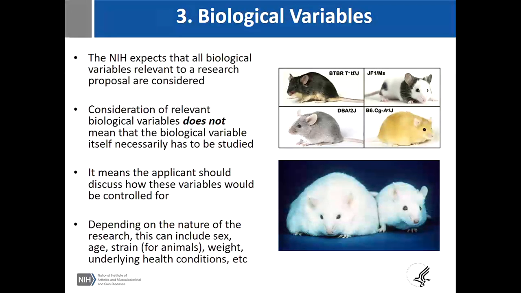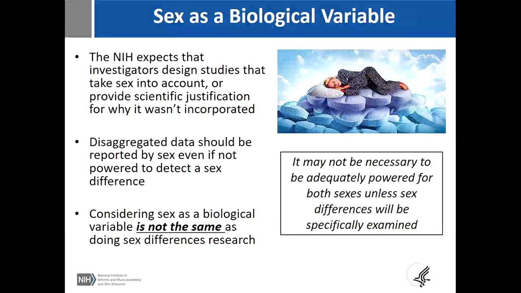So sex as a biological variable is something that we haven't always been good at considering in the past, and something that NIH is really focused on. In study section meetings that review grant applications, this is something reviewers are specifically asked to discuss. If they don't, the chair of the study section will ask them to address it. The NIH expects that investigators design studies that take sex into account. Unless you have a scientifically justifiable reason, you need to study both sexes. You also need to describe a plan for how you will report the data disaggregated by sex, even if it's not powered to detect a sex difference.